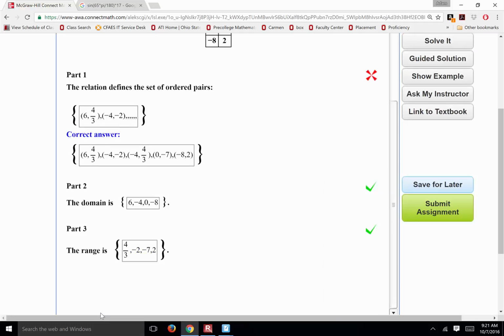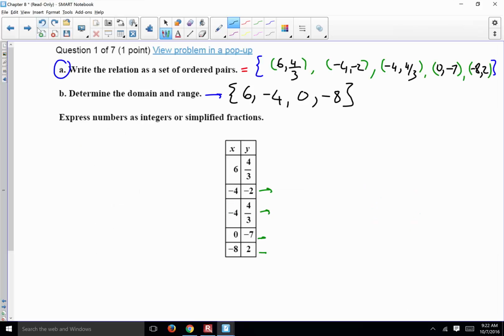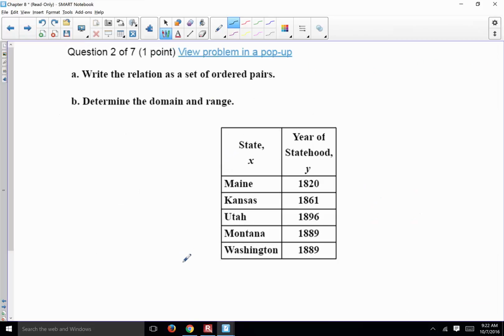This is called domain and range finding. We did it in relations, but guess what? We're gonna do it on functions as well. So it's a really major thing, finding domain and range. So you guys pay attention, alright? Let me know if you have any questions.